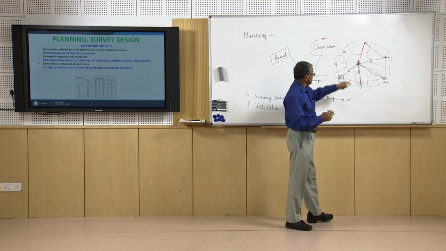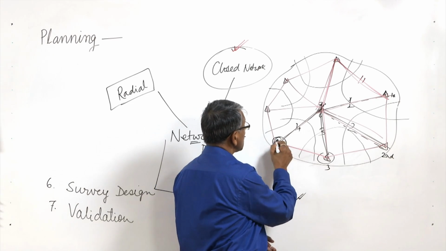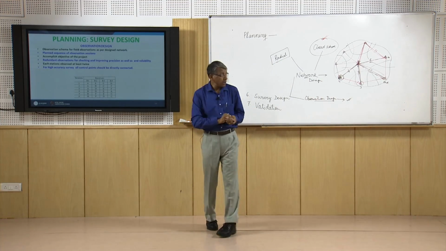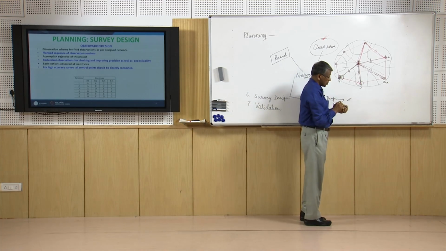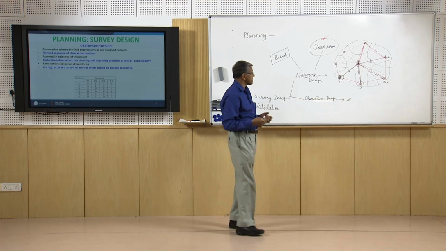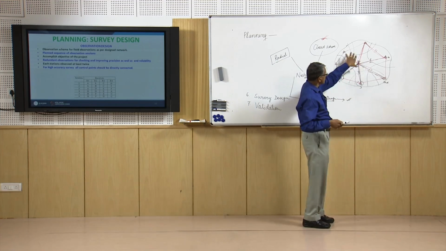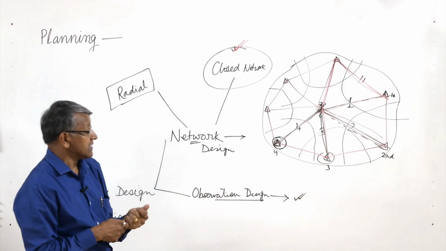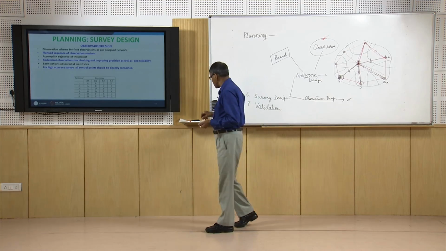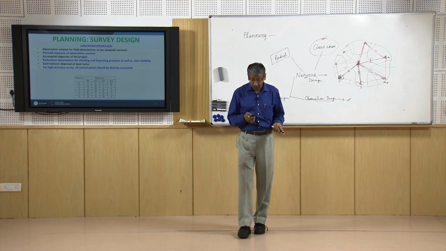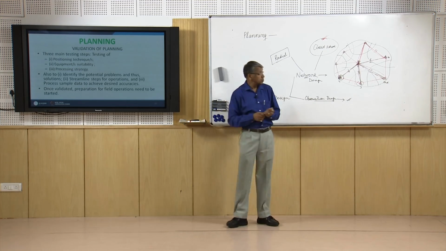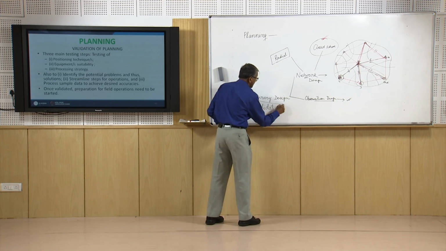Each of these stations should be connected with a non-trivial baseline, and all control points should be connected with 2 to 3 independent baselines, and in each closed network there should be at least 2 control points. So, these are the minimum requirements which we should follow during observation design. And finally we should go for validation of the planning work.